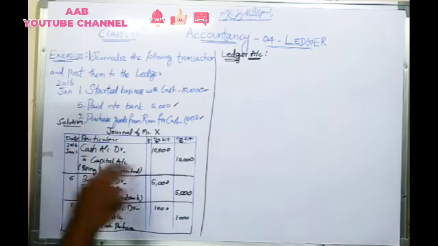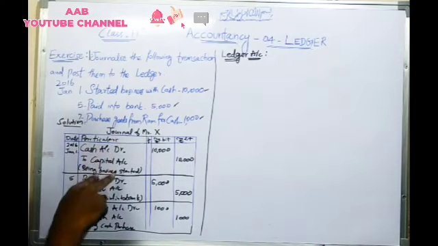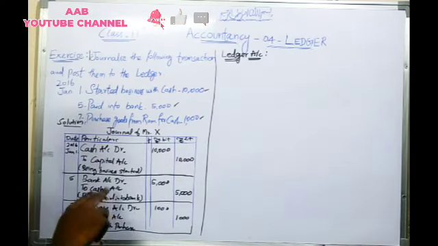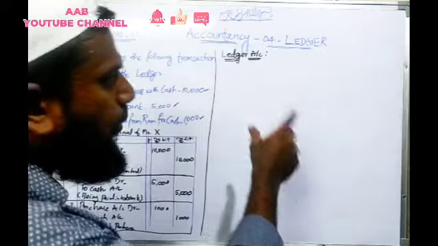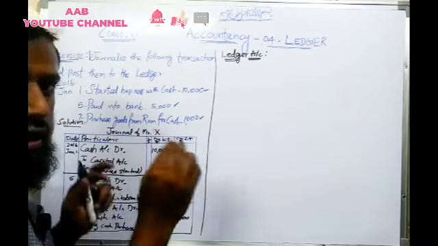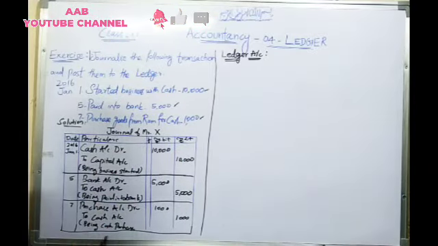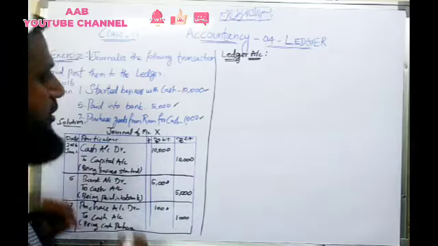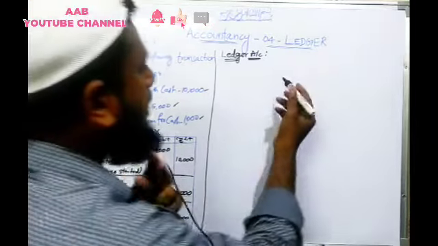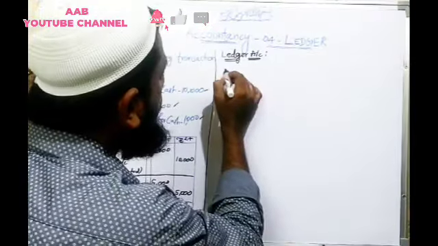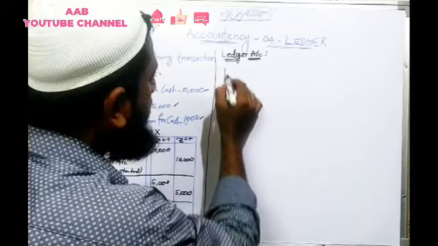So there are given transactions. We have to write down the journal entry, and we have to open the accounts. A ledger account is an individual account that will be opened. So first, the cash account. We have to open the ledger account of the cash account.